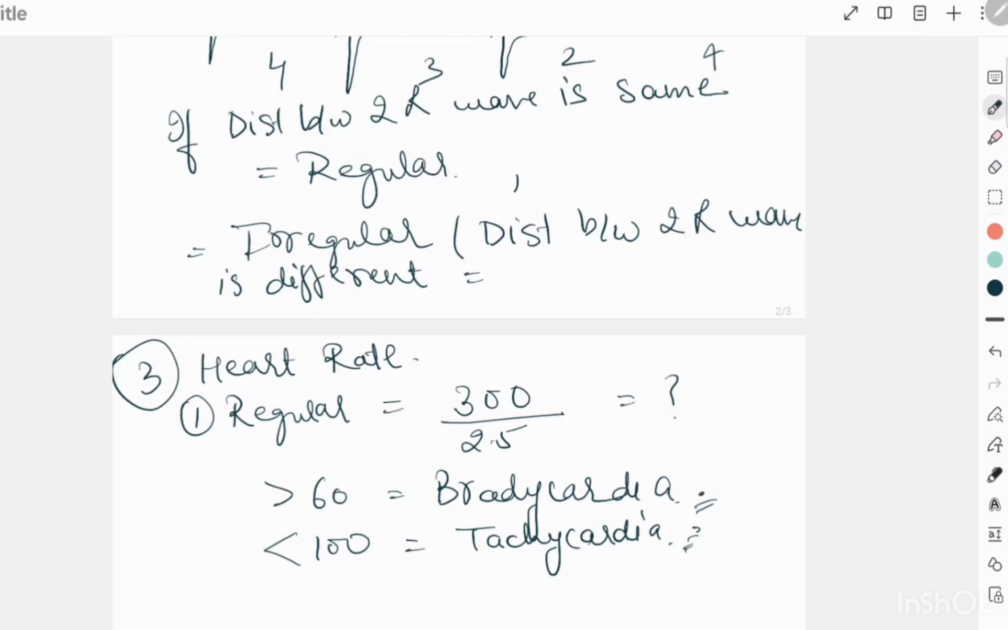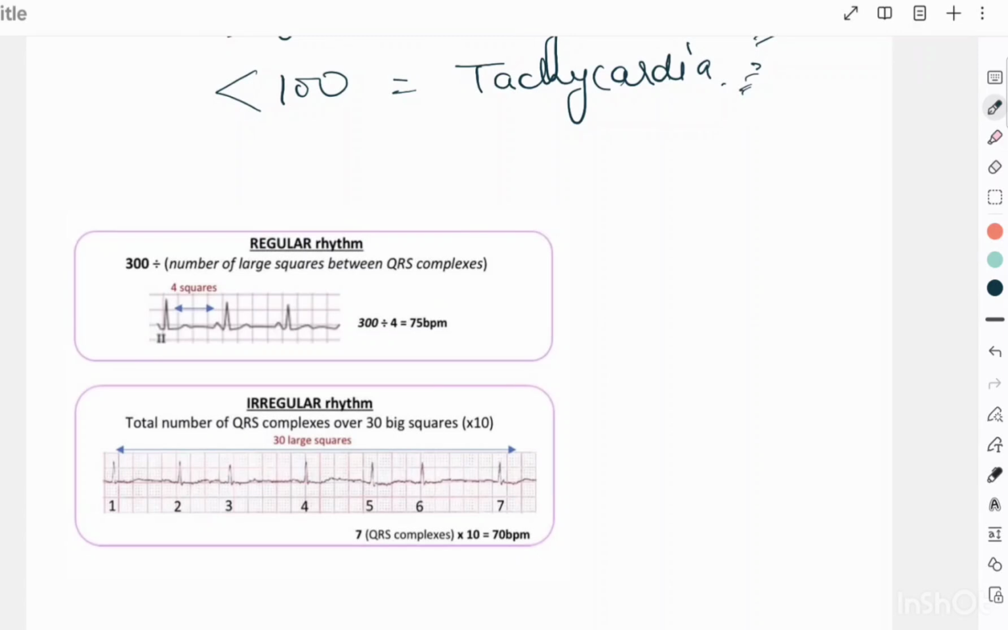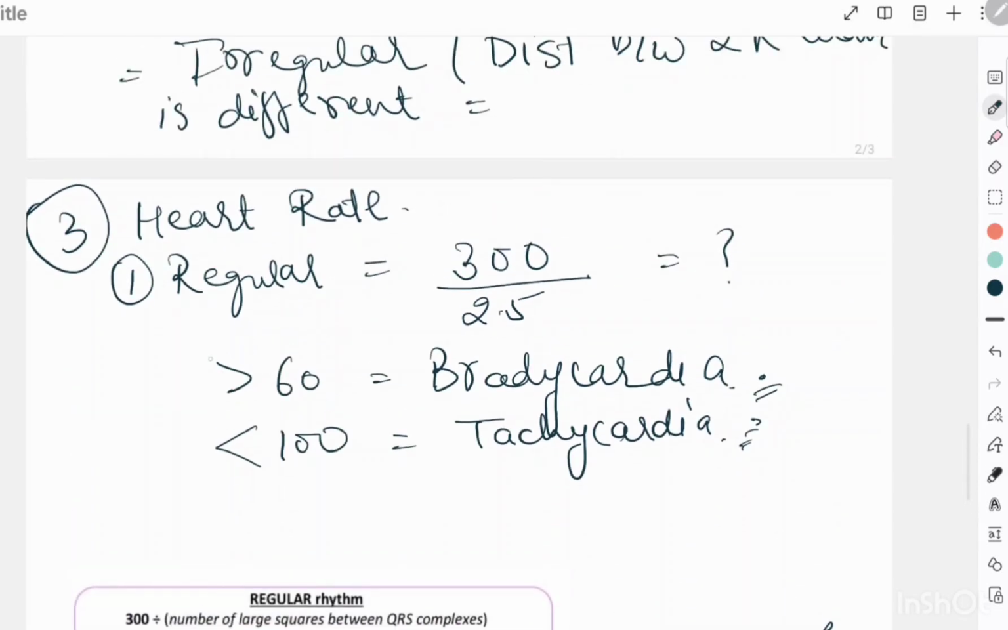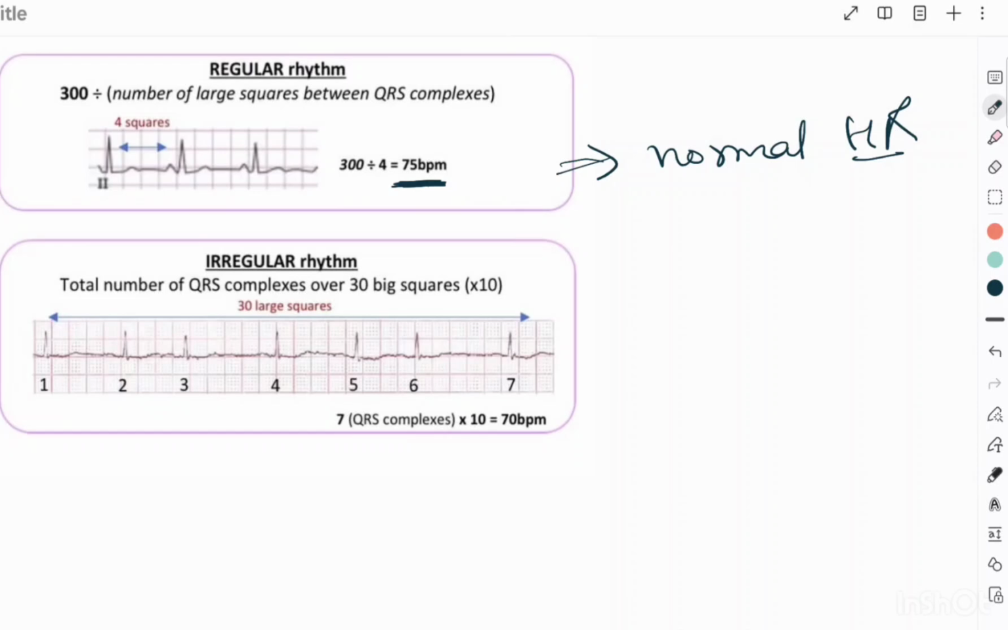Now the formula for calculating regular rhythm, you can see here. You find the distance between two R waves and calculate the large boxes, not the small ones: 1, 2, 3, 4. So you divide 300 by 4, and you get 75 beats per minute. This is a normal heart rate. As I told you before, less than 60 is bradycardia, more than 100 is tachycardia, and between 60 to 100 is normal.